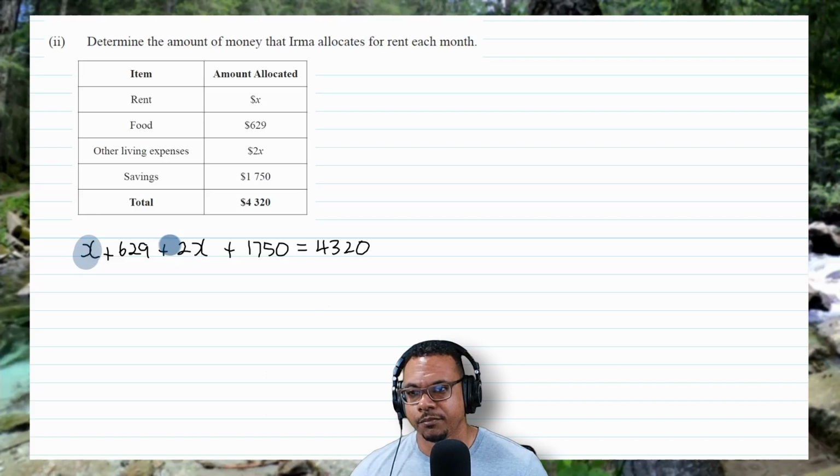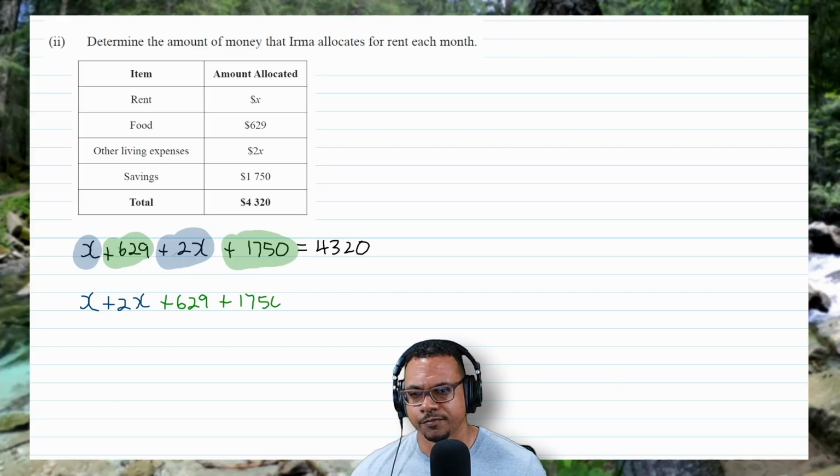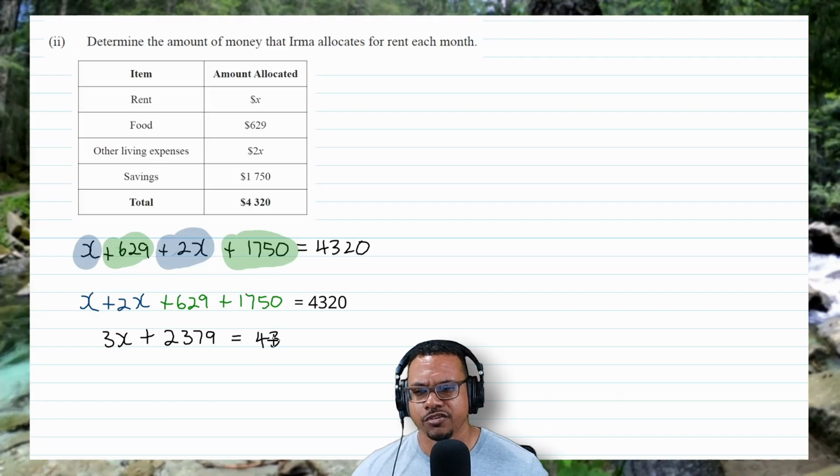All right, bringing like terms together. We have positive X and positive 2X, and then we have this positive 629 and positive 1,750. So I'll write my X plus 2X together, and then I'll write my positive 629 together with the positive 1,750. X plus 2X is 3X, and 629 plus 1,750 is 2,379. And that'll be equal to the 4,320.